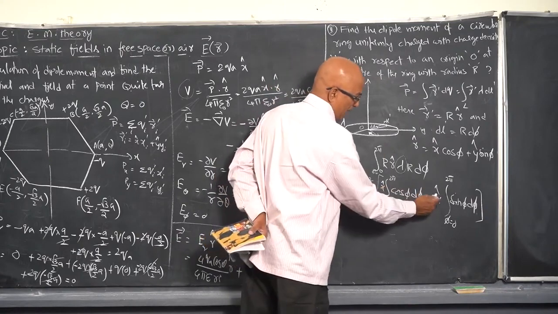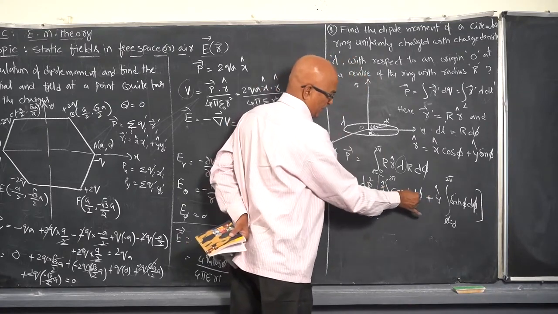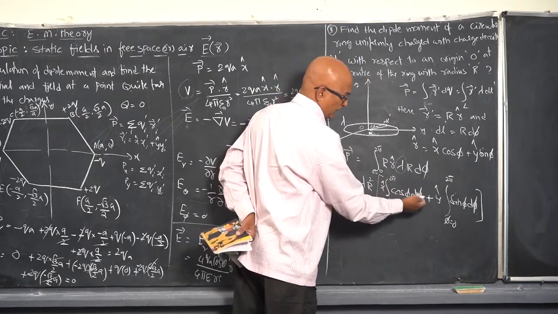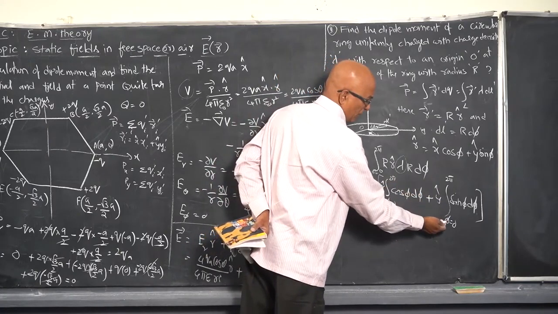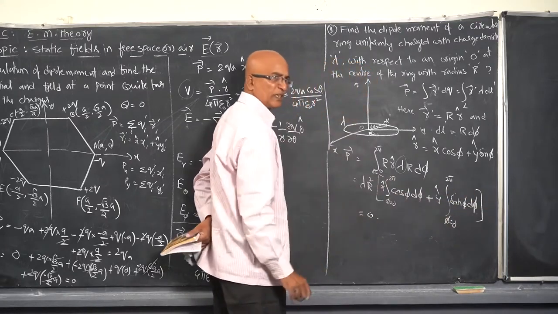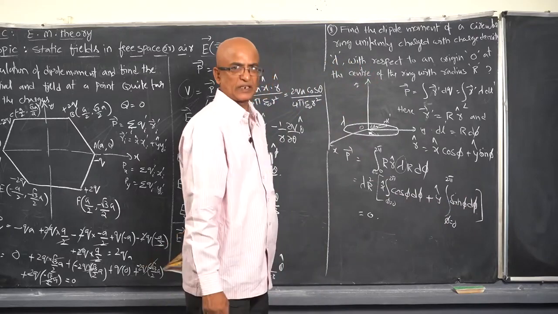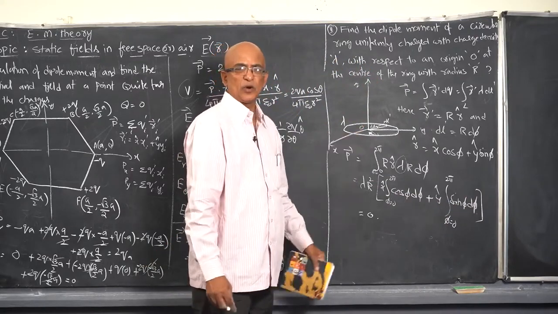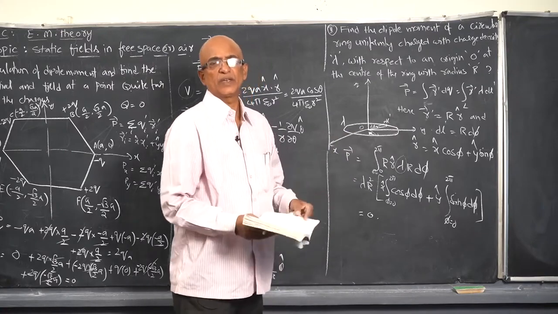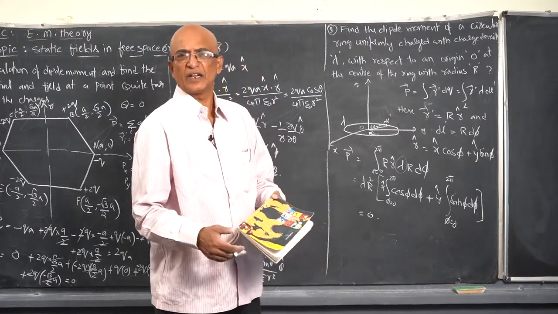So taking out y cap, the integral of cos phi d phi between 0 to 2 pi is always 0 for the total period. Similarly, the integral of sin phi d phi from 0 to 2 pi is always 0. Therefore, the dipole moment is 0 for the ring-shaped conductor about the center, about the origin O. Now, some more problems we can discuss on the dipole moment.